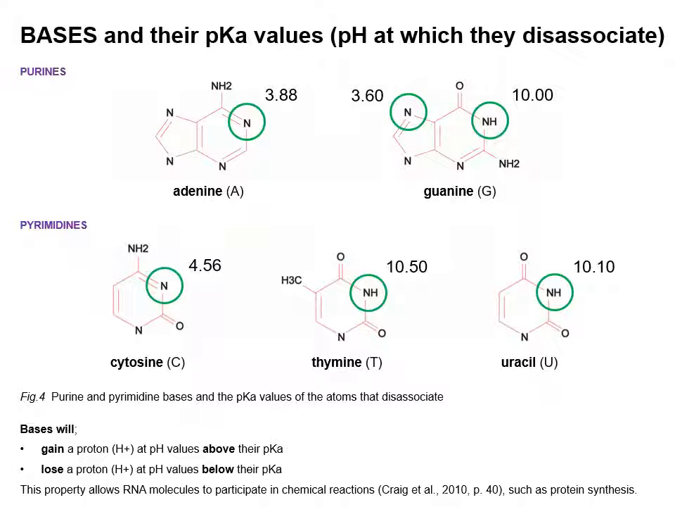The ability of the bases to dissociate allows RNA to participate in chemical reactions with other molecules and for complementary bases on opposite strands to participate in hydrophobic base pairing interactions.